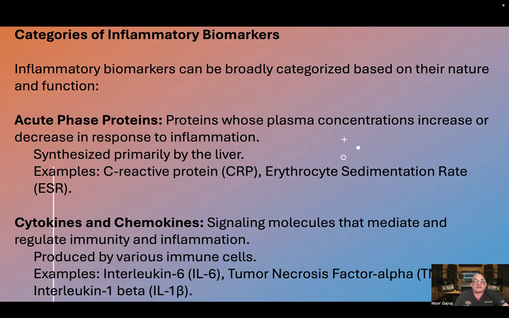Examples: C-reactive protein or CRP, erythrocyte sedimentation rate or ESR. Cytokines and chemokines: signaling molecules that mediate and regulate immunity and inflammation, produced by various immune cells. Examples include interleukin-6, tumor necrosis factor, and interleukin-1 beta.